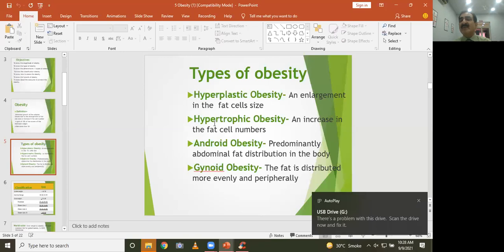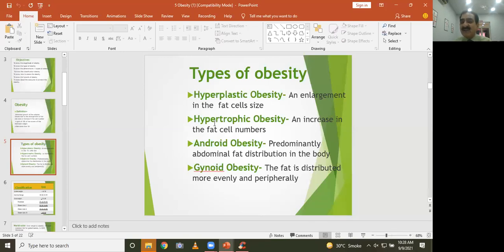Hyperplasia. What is hyperplasia? Hyperplasia is when the number of cells is increased. Hypertrophy is when the size is increased.